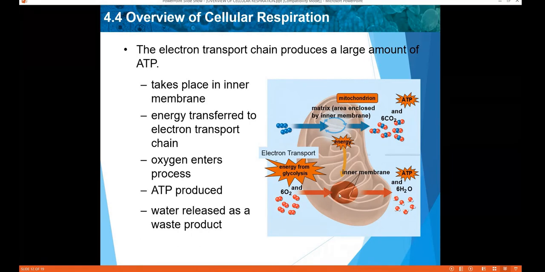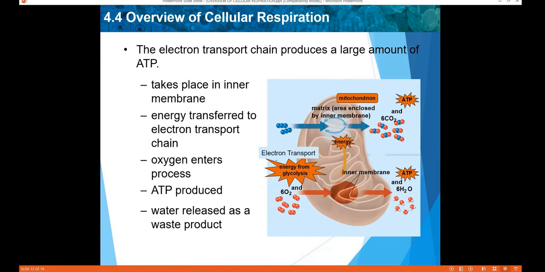Energy is transferred to the electron transport chain. Oxygen enters the process and ATP is produced, and water and heat are released as the byproduct. Okay, so this is what happens in the second process. So this is how the energy is released by the entire process of cellular respiration. In the first step, the Krebs cycle takes place in the first stage and the electron transport is the second stage.